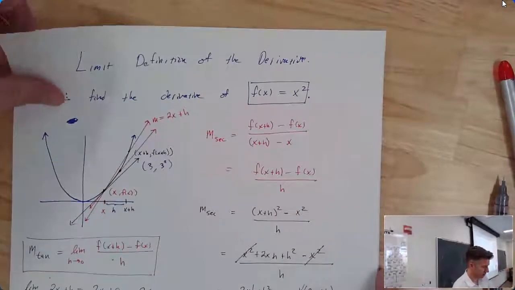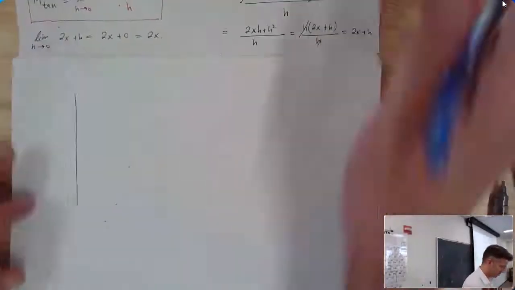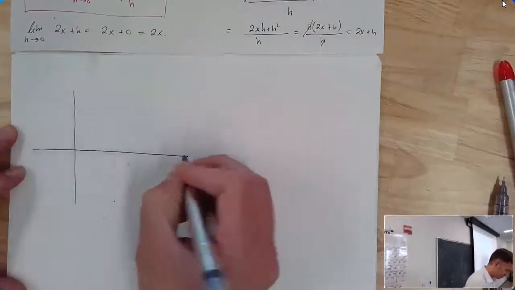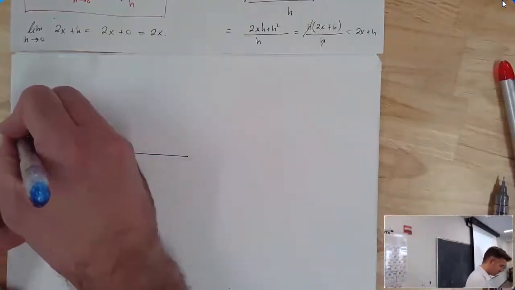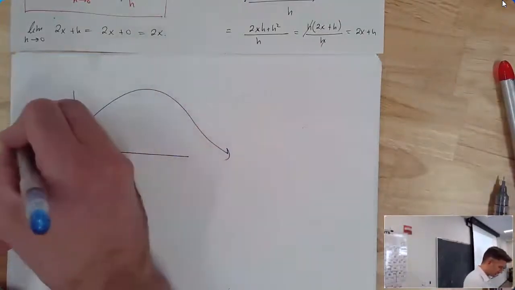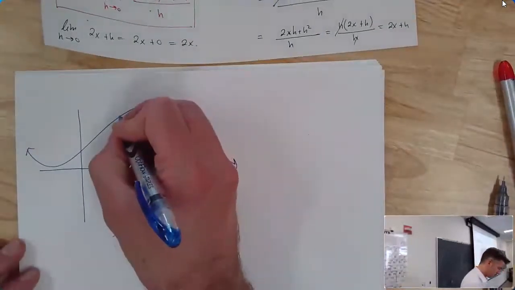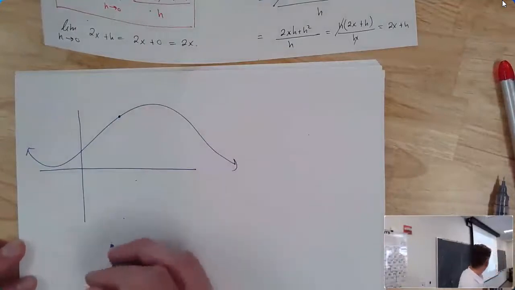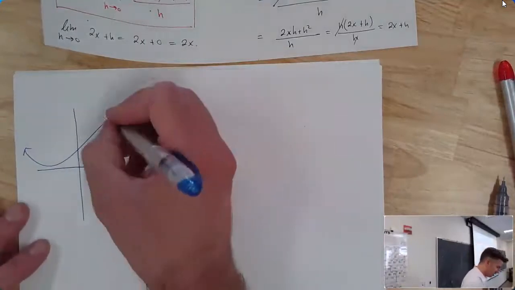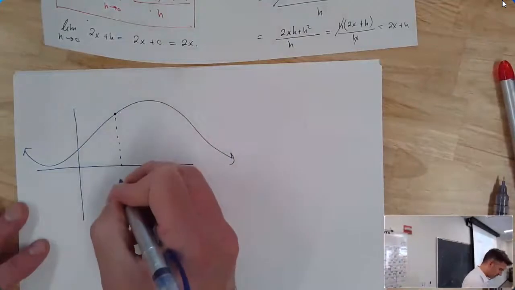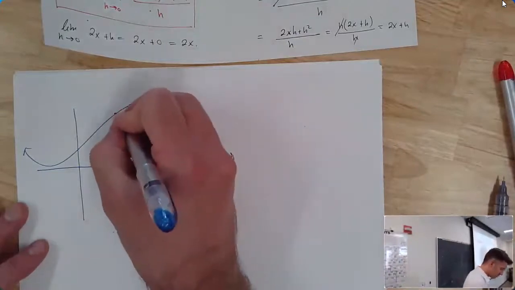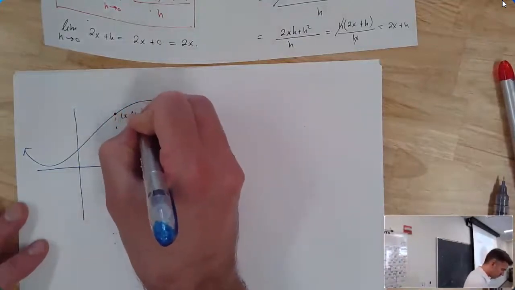So let me write down a couple things here. Let's say we had a function that looked like that. And I really want to find the derivative right there, which I'm going to call x. That's the point x comma f of x plus h.